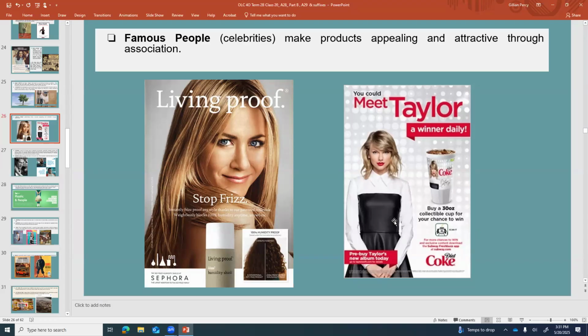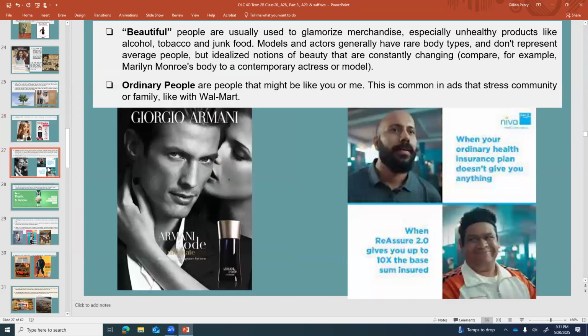And then over here, we've got Taylor Swift, and she's drinking pop. Now she's not saying anything about the Diet Coke. It's just kind of implied that she drinks it and loves it, and you will also be as wonderful as she is if you drink Diet Coke.